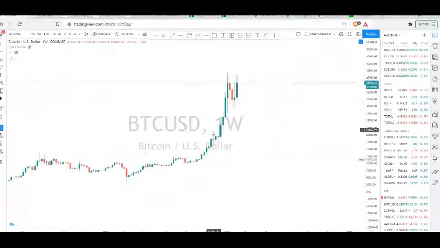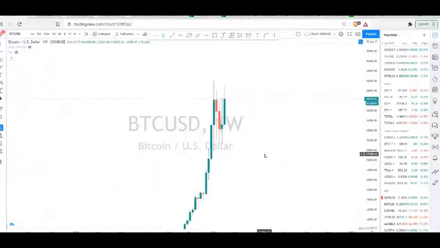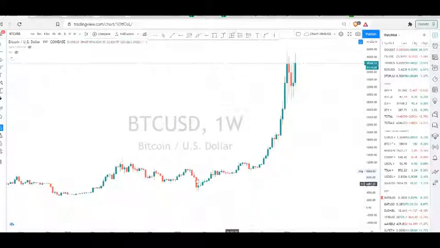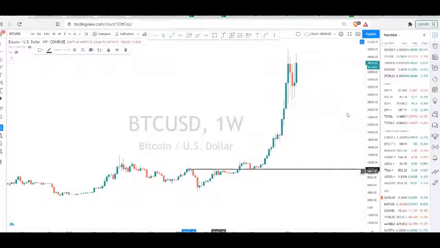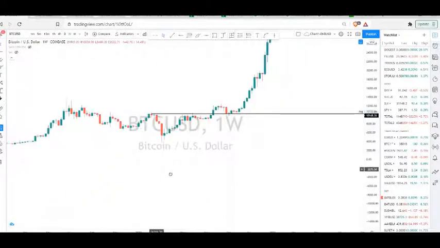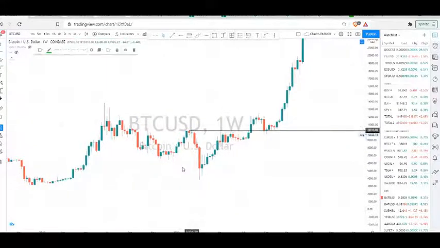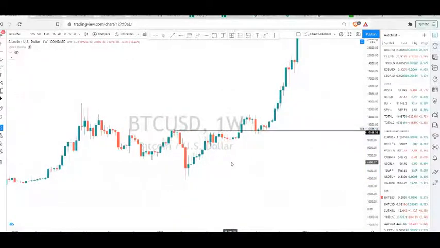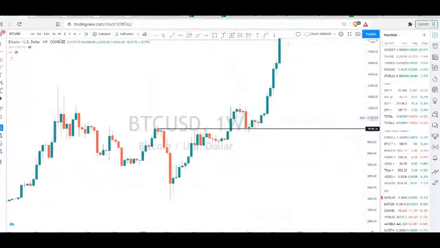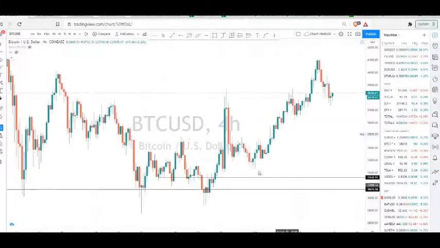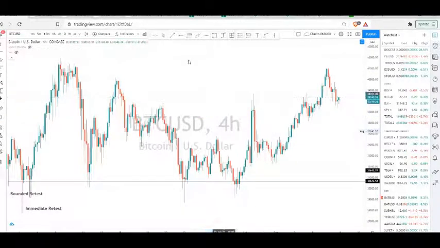For immediate retest, what example can I give? If I draw this, it is still a rounded retest. This one is still rounded because there's space, so it's still rounded. It's still rounded because there's space and time in between. Immediate retest, they happen in a lower time frame. So when we go to 4 hours, anything lower than 4 hours, we'll see a lot of immediate retest.